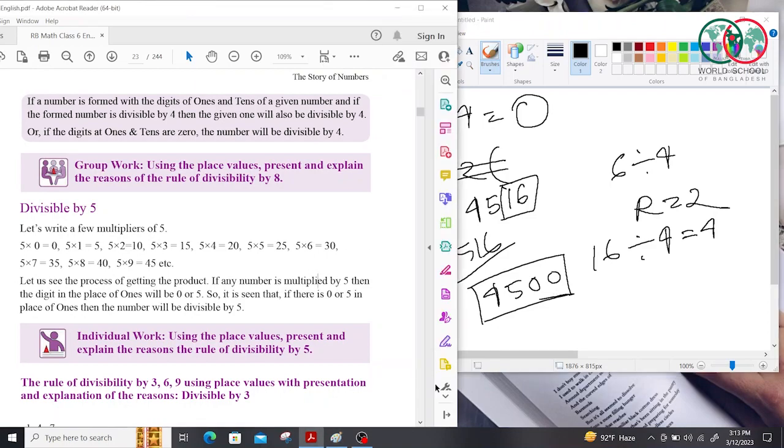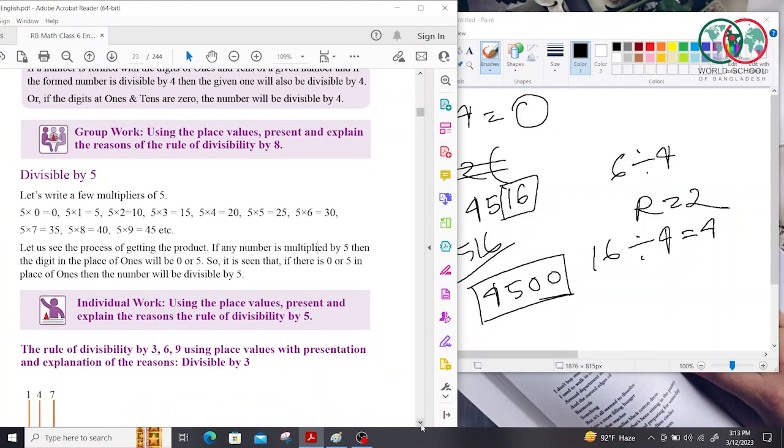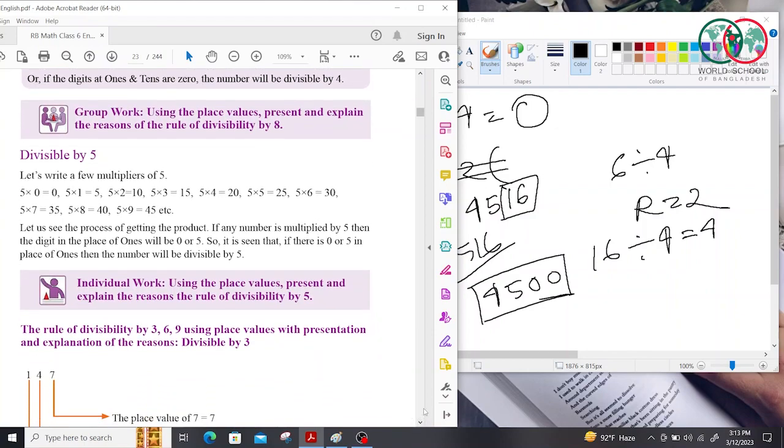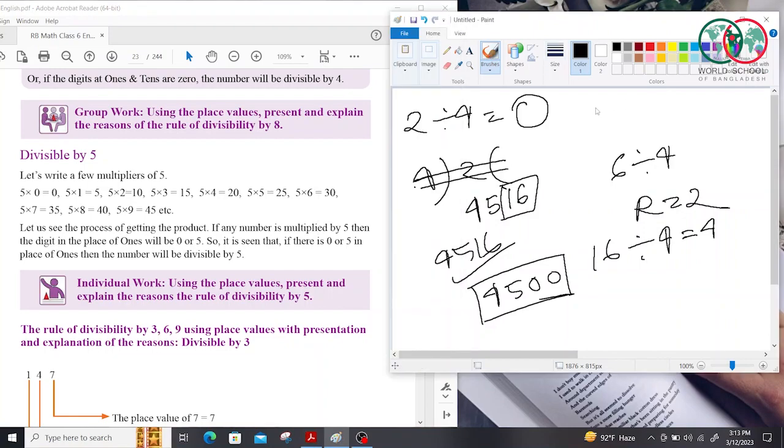Okay, next, divisibility by 5. So the rule for 5 is very simple. Whenever there is 0 or 5 at the ones place, the number will be divisible by 5.